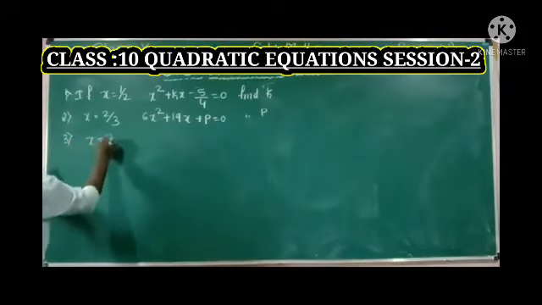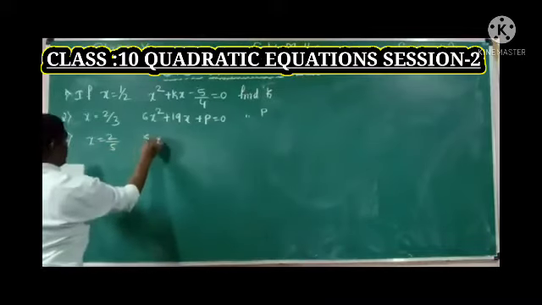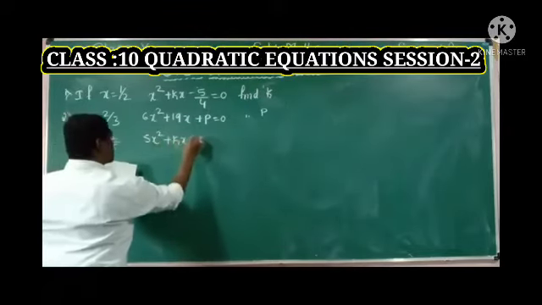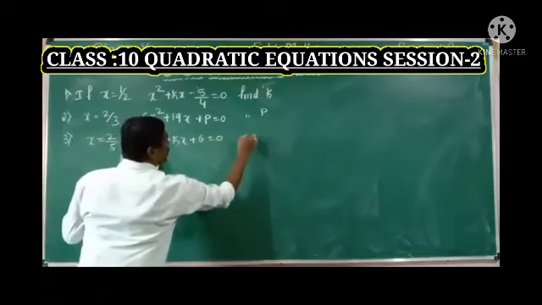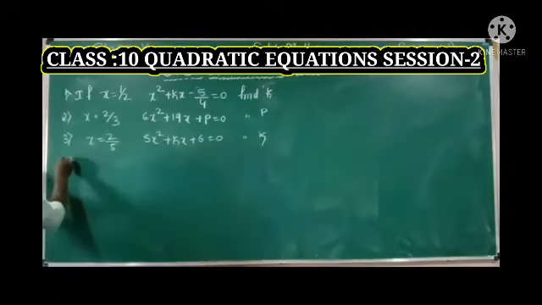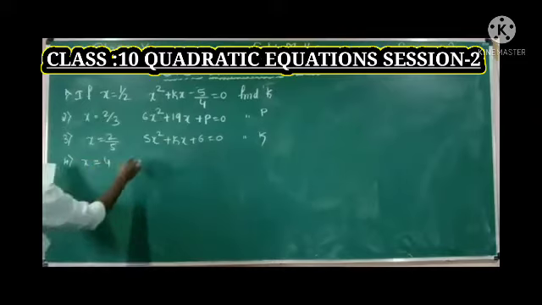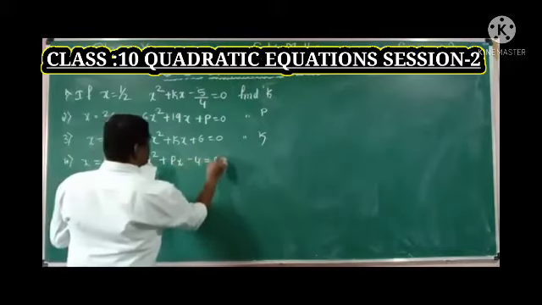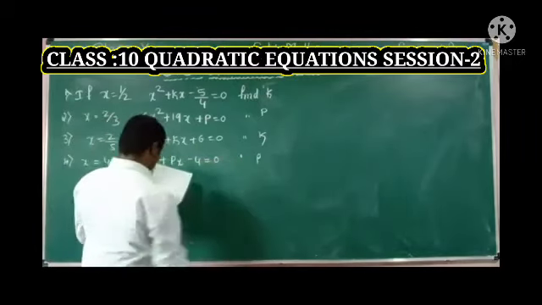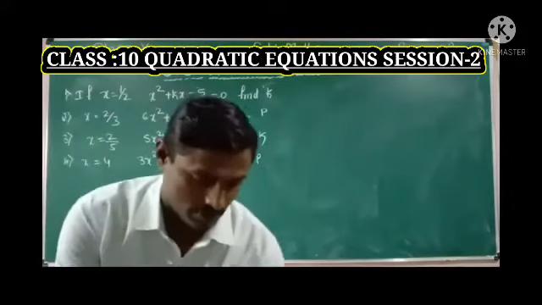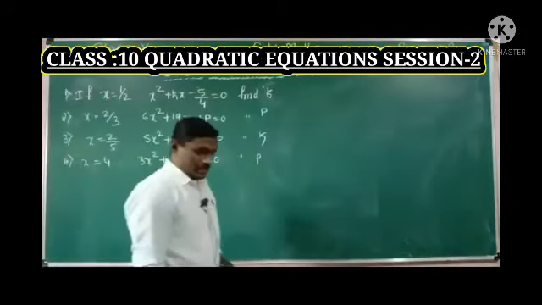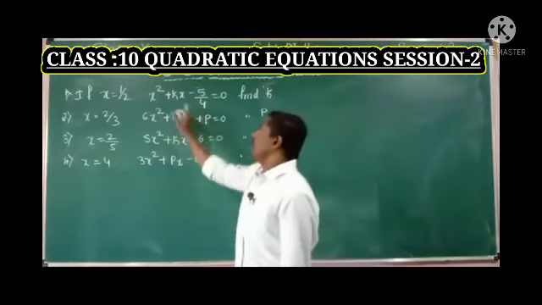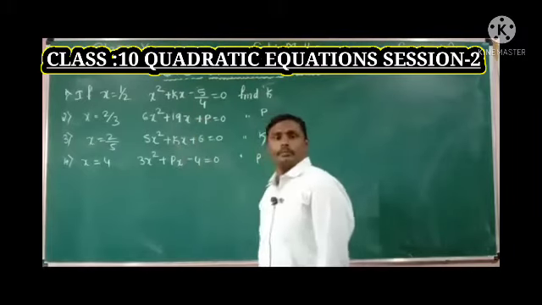Third one, x is equal to 2 by 5. The given quadratic equation is 5x square plus kx plus 6 is equal to 0. Here you need to find the k value. Fourth one, x is equal to 4, 3x square plus px minus 4 is equal to 0. Here you need to find the p value. So they gave the x value here, which means the variable value is already given. Through that value you need to find the unknown values k and p.